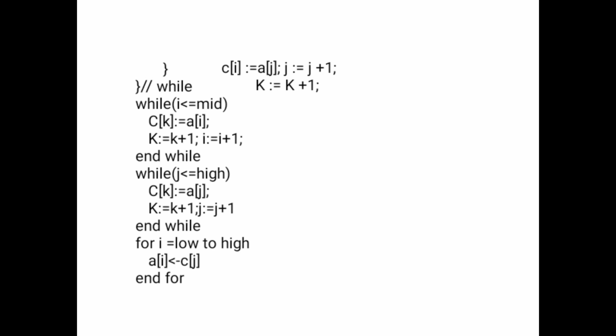If i is less than or equal to mid, that is, the elements left in the subarray are inserted into k, and k and i are incremented. While j is less than or equal to high, you are inserting a of j into k and incrementing k and j. So this is the algorithm to merge the two sorted subarrays.